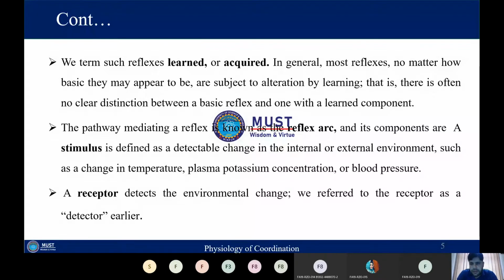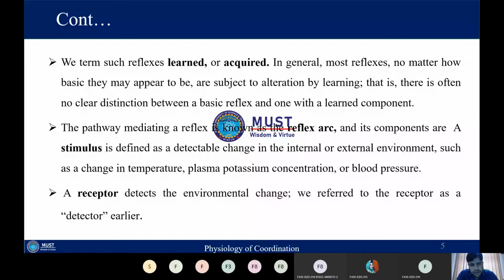If we talk about the components of the reflex arc, one important part is the stimulus. As all of you know, a stimulus is a detectable change in the internal or external environment. Any change that is perceived by our body, whether in the external or internal environment, is called a stimulus. For example, a change in temperature, potassium concentration or blood pressure will be considered a stimulus, and those changes will be detected by our body.